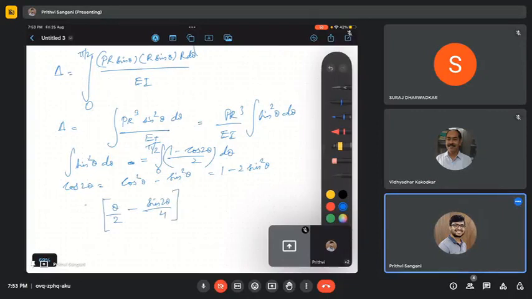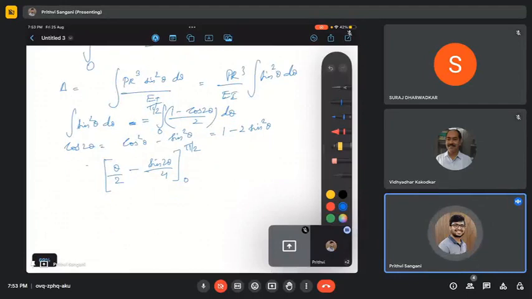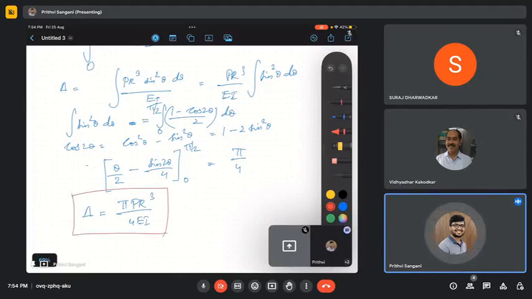So definitely, 0 to pi by 2 is equal to pi by 2, by 2, that is pi by 4. Sine 2 into pi by 2 is sine pi, that is 0, minus sine 0 is 0. Okay, so it is only pi by 4. So now the answer, delta, will be P R cube pi by 4 EI. This is very easy. This is one of the reasons why energy methods are usually very powerful.